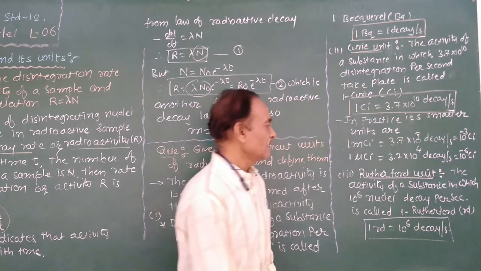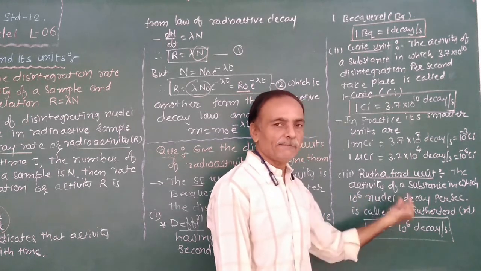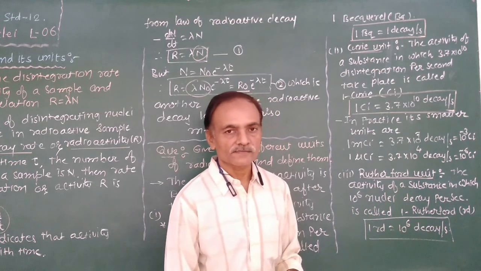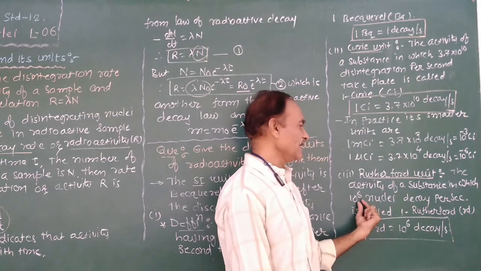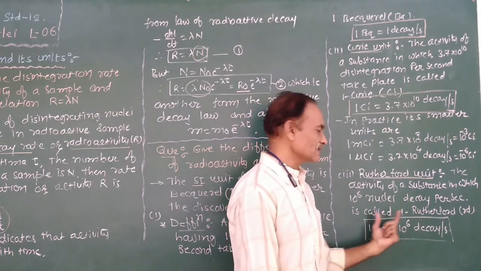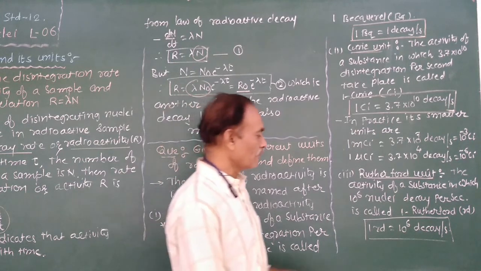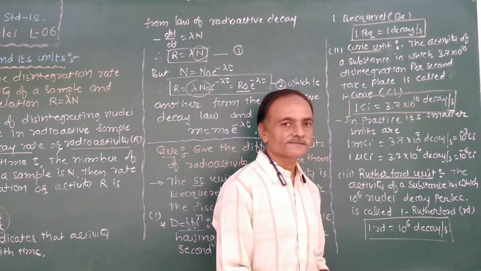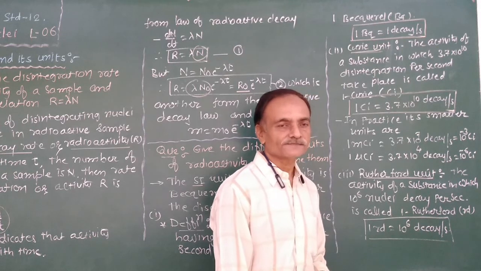And the other unit is the Rutherford unit. The activity of a substance in which 10⁶ nuclei decay per second is known as 1 Rutherford, or 1 Rd. Therefore, 1 Rutherford is equal to 10⁶ decay per second.